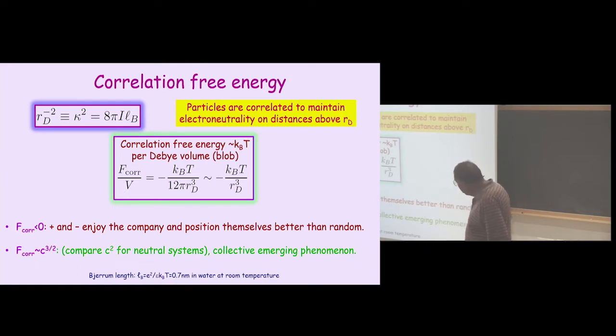And the power is smaller than 2, which indicates that it's not pair contact. You cannot talk about individual contacts or anything like this. It is an emergent new property, a collective emergent new property. Okay, any questions?